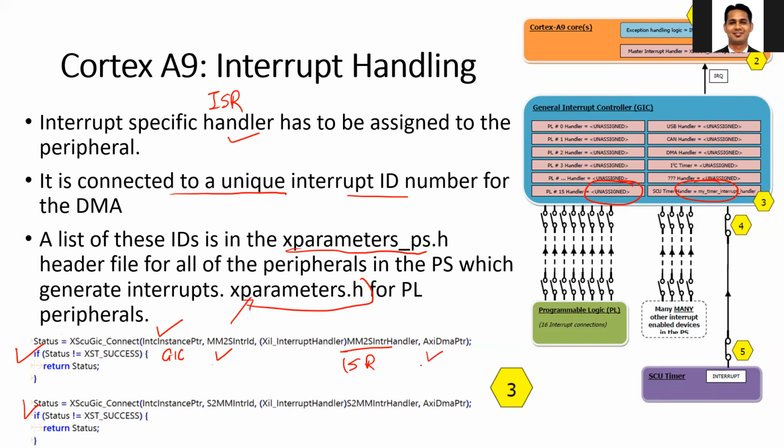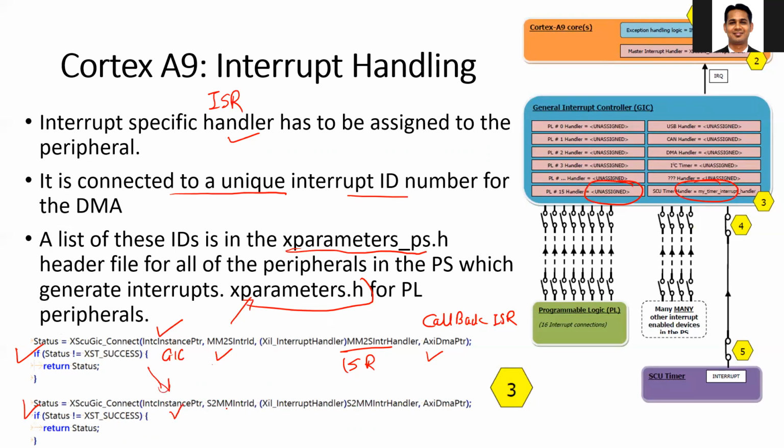And this is nothing but the source of the interrupt. In our case, it's a DMA. This is used as a callback reference when we call the ISR, which we'll discuss a few slides later. Similarly, you need to repeat this for the S2MM.